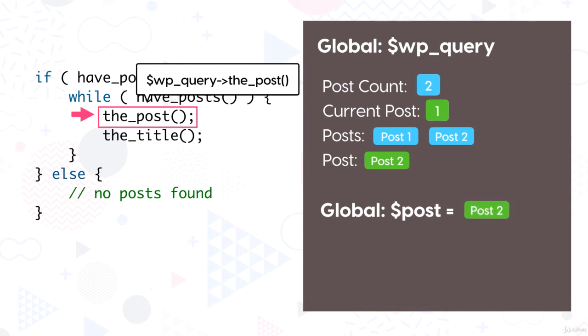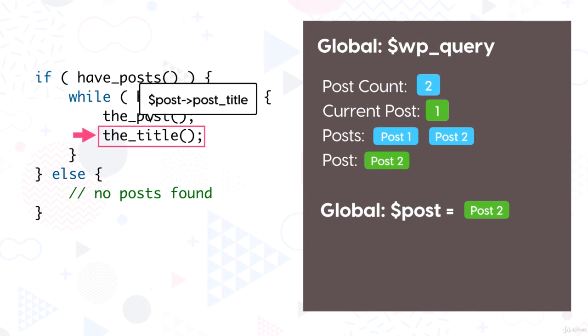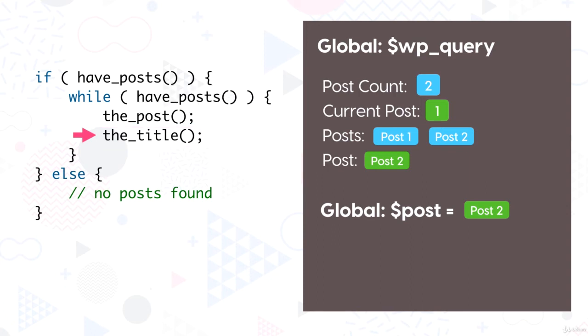So now when we move to the next step and call the title, the title will go to the global post variable and it will get the title of the post saved there, which is post 2. And that's how the template tags get the right value without passing an ID to them. So now finally, in the last iteration, we will have a condition 2 less than 2, which is false. So the loop will now be finished.